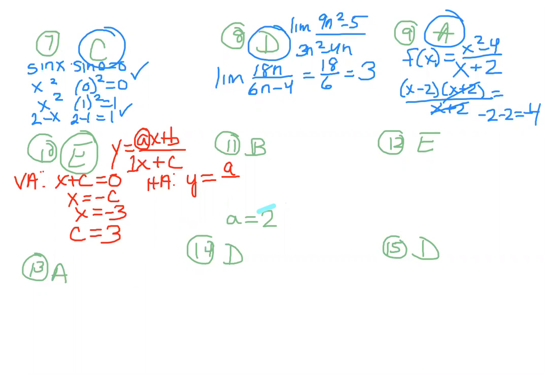Okay, let me erase that. Now on to number 11. Here we've got a graph. The graph of the function f is shown. Which of the following statements about f is true? The limit as x approaches a equals the limit as x approaches b. So the limit as x approaches a is 2, and the limit as x approaches b is negative?